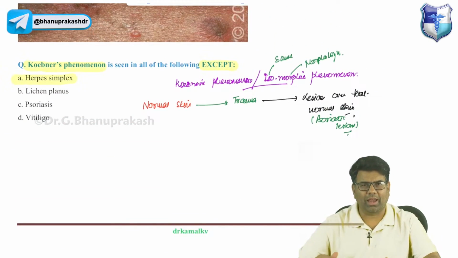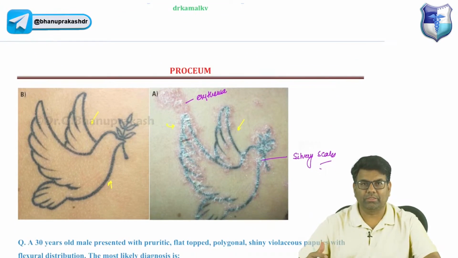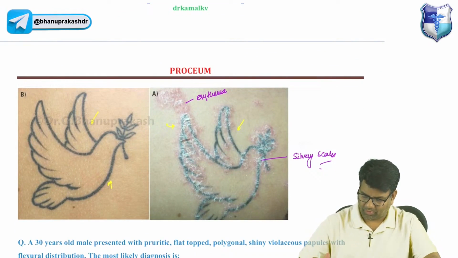So this is actually Koebner's phenomenon or isomorphic phenomenon, but this is not specific only to psoriasis; it is also seen in lichen planus as well as vitiligo. So this is just to define what the isomorphic or Koebner's phenomenon is.